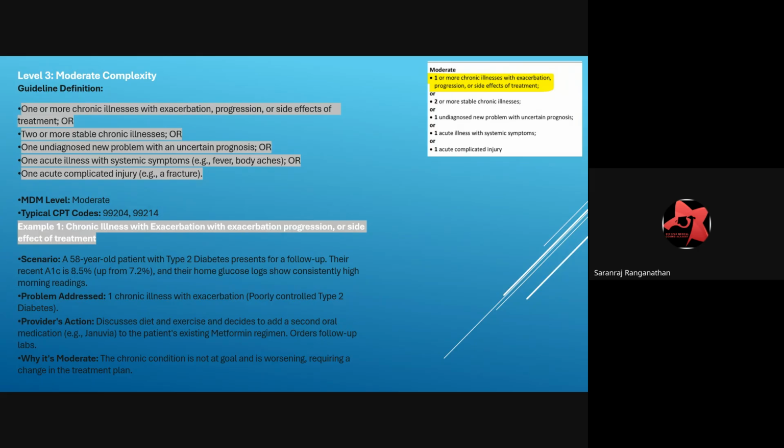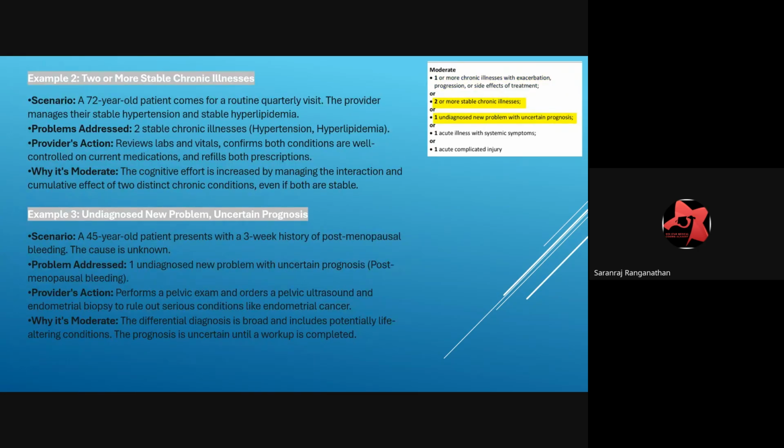Here, they are talking about one or more than one condition. Second is two or more stable chronic illnesses. See there, chronic illness with exacerbation. Here, two or more stable chronic illnesses, that is what they are talking about. Again, hypertension and hyperlipidemia are given as an example. Yes, when they are stable, you can go with this particular level.